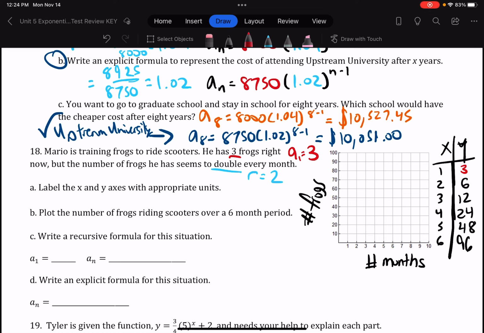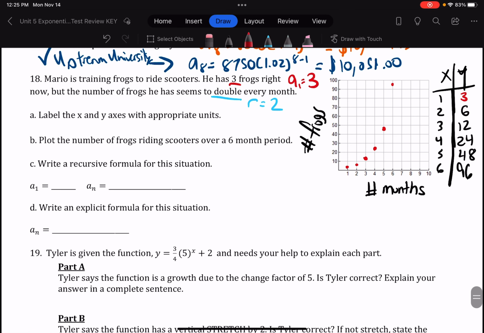I can then plot these values. Month 1, I've got 3 frogs. Month 2, I've got 6 frogs. Month 3 is 12 frogs. Month 4 is 24 frogs. Month 5 is 48 frogs. And month 6 is 96 frogs. So notice that this does increase exponentially.